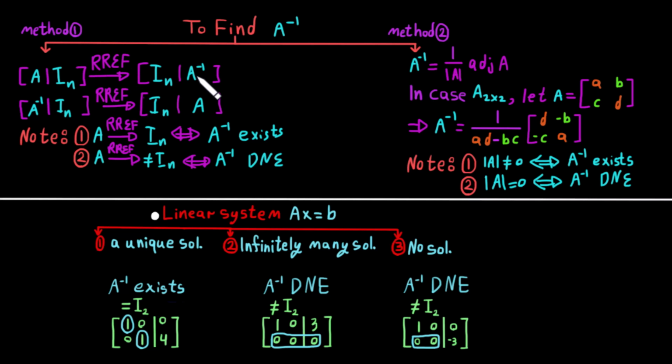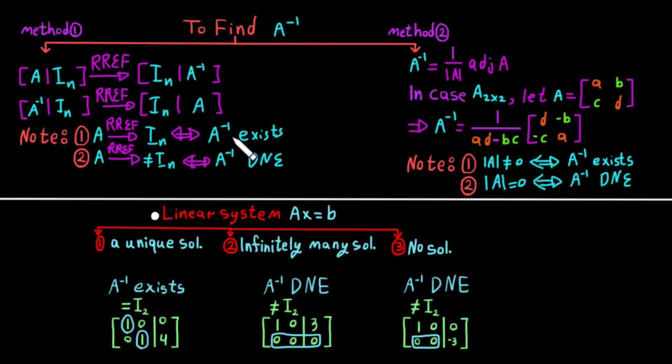And the same thing, if you want to go back again, if you put A inverse here and identity here, then if you transform A inverse to identity, you will get back to A. Note that if you can transform A by reduced row echelon form, which is RREF, to identity, then A inverse exists. If you cannot transform A to identity, like here where I put not equal, then A inverse does not exist. For example, if you apply RREF and you have a 0 row, then you cannot transform it to identity, so A inverse does not exist.